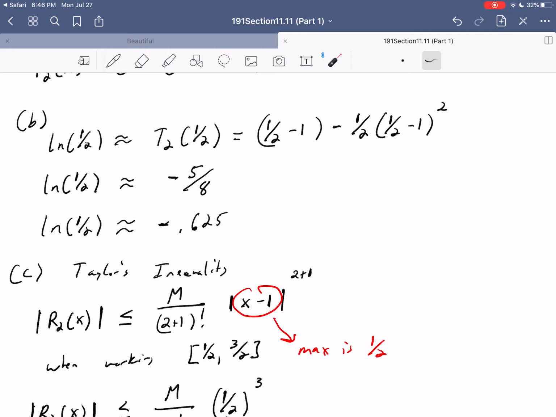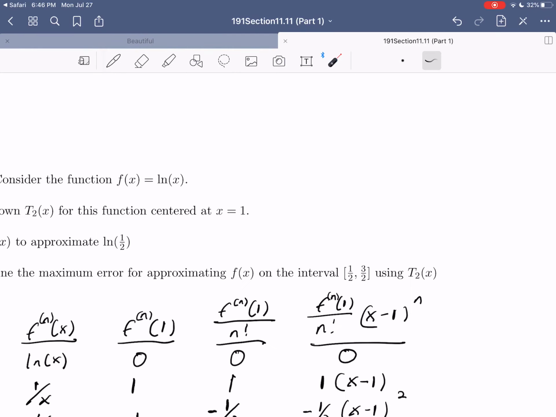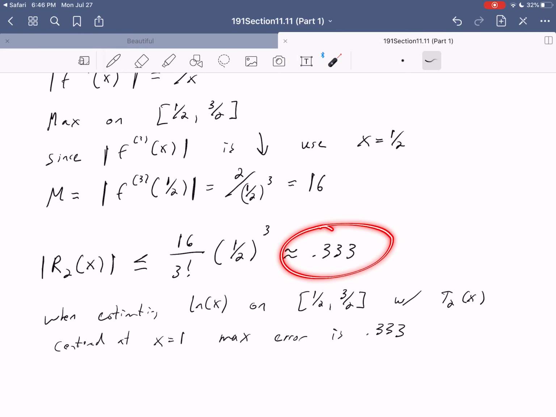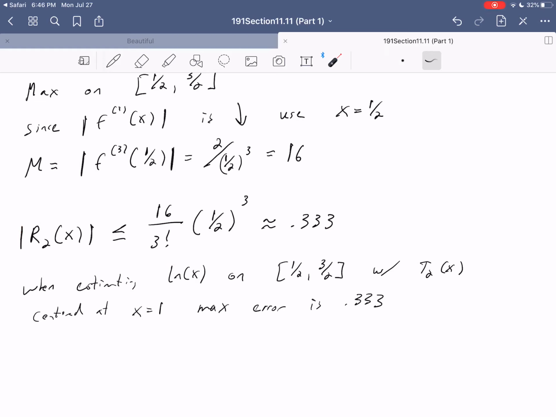It actually turns out that in reality, if you do type in ln of 1/2 into your calculator, it is much closer to negative 0.625 than this 0.333 says. But remember, this is a maximum error bound. We're saying that this can be no worse as an estimate than being off by 0.3333. And in fact, this error bound holds for estimating anything on 1/2 to 3/2. So if you estimate ln of 5/4 or something like that, that's also in that range, then the maximum error for that would also be at most 0.3333.